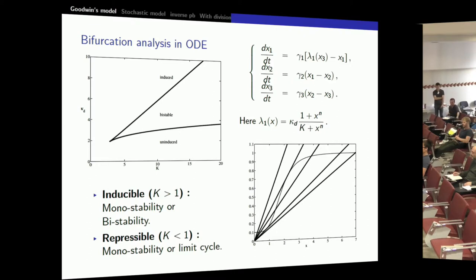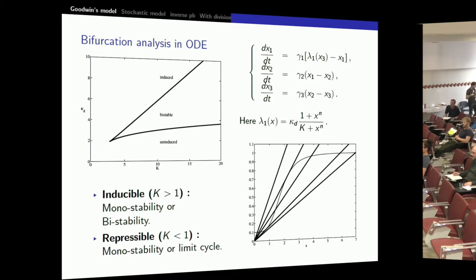Again, everything is linear except this function lambda one, which gives me my feedback. And you can start to wonder what the steady states of this system are. In this rescaled version, it's easy to see that all the variables have to be equal: x1 has to be equal to x2, which has to be equal to x3 at steady state. Then in this first equation, you need to align this complicated function with a straight line. So it's very geometric to see the number of steady states you may have.